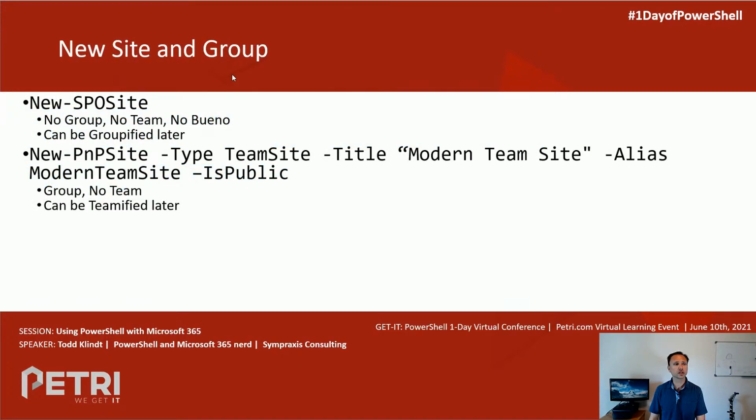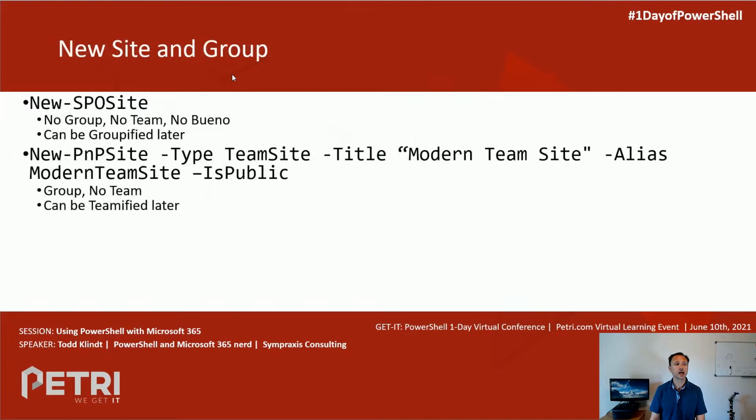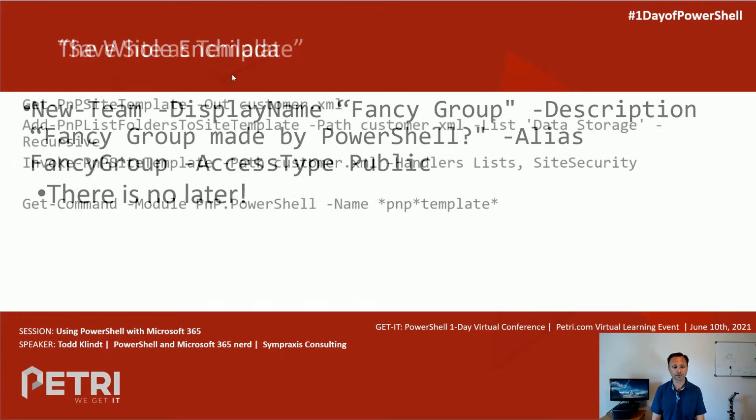The last thing that I wanted to talk about was creating sites and Office 365 groups and all of that. Because of how groups are built, you can create a SharePoint site without a group and a group without a team and all that. These are examples of those. Really, the best way to do it is if you have the Teams module installed, you can do it with New-Team. The team has to create a group, which has to create a SharePoint site. Otherwise, New-PnPSite works pretty well too, but then you have to teamify it later, but again, you can do that with PowerShell also.